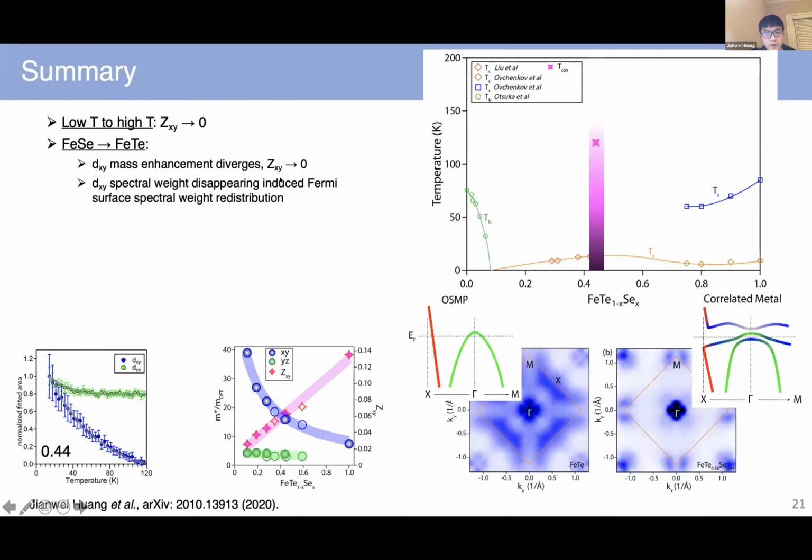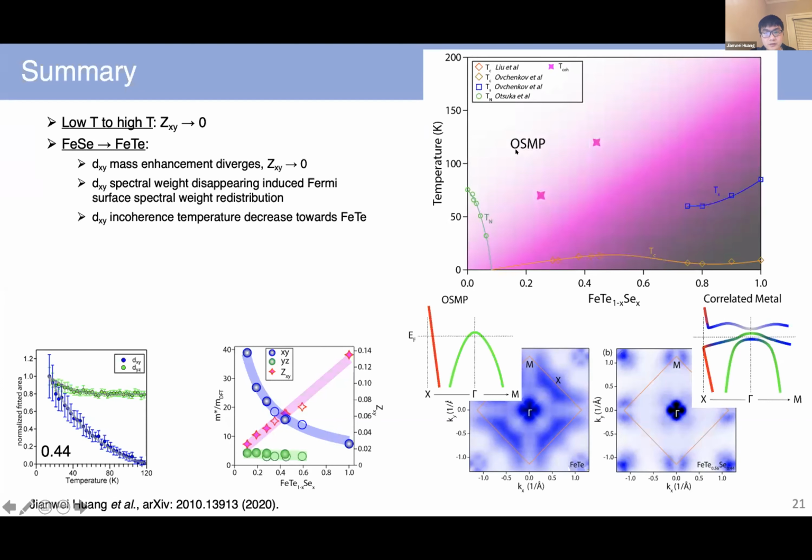Then we find that these are a redistribution of the Fermi surface spectral weight, which is very likely induced by the incoherence of this dxy orbital. Third, we find that the dxy incoherence temperature decreases towards the iron tellurium end. So we draw the conclusion that our iron tellurium is in proximity to the OSMP ground state.